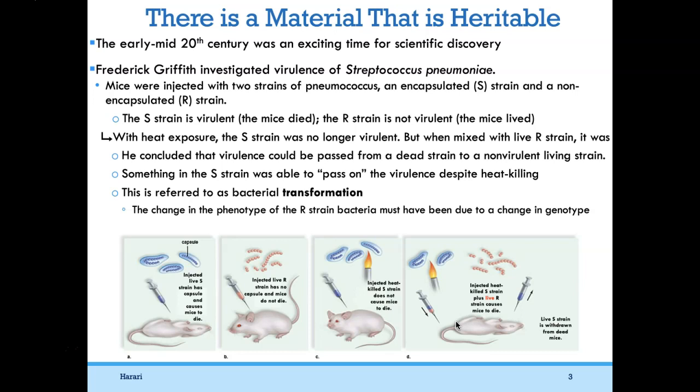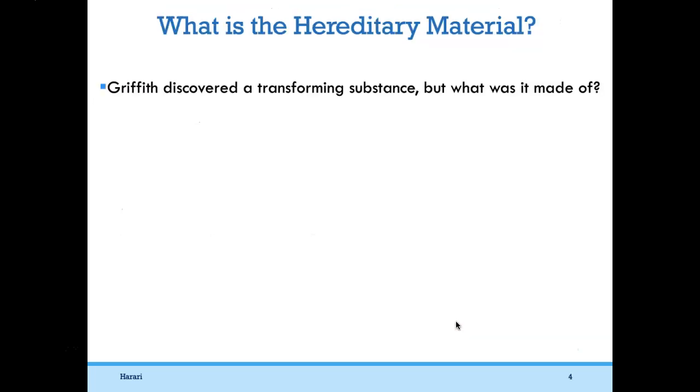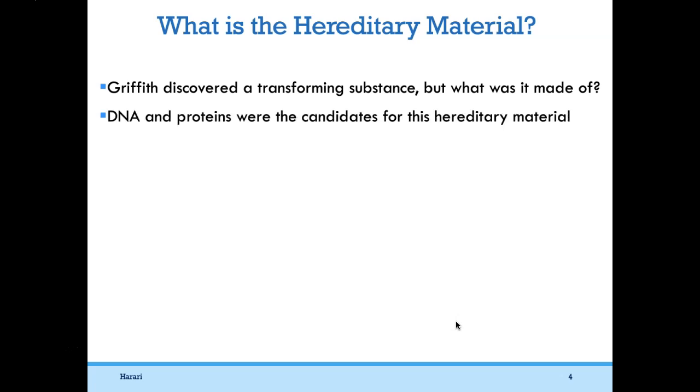But what causes a change in genotype? What is this material that's being passed from one strain of bacteria to the other? All right, so this is the next question. Griffith discovered this transforming substance. Something was transferred from one bacterial strain to the other and transformed the bacteria in the process. But what is this substance that's being transferred from one cell to the other?